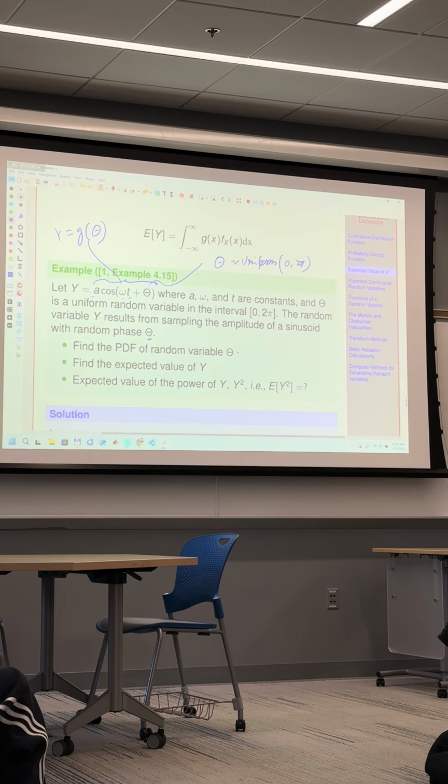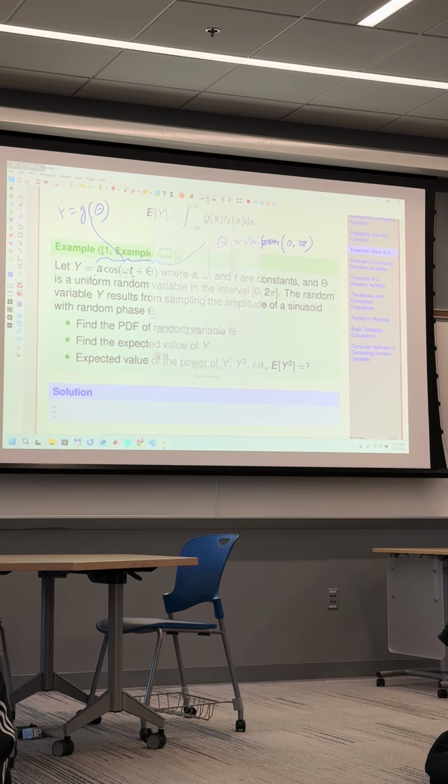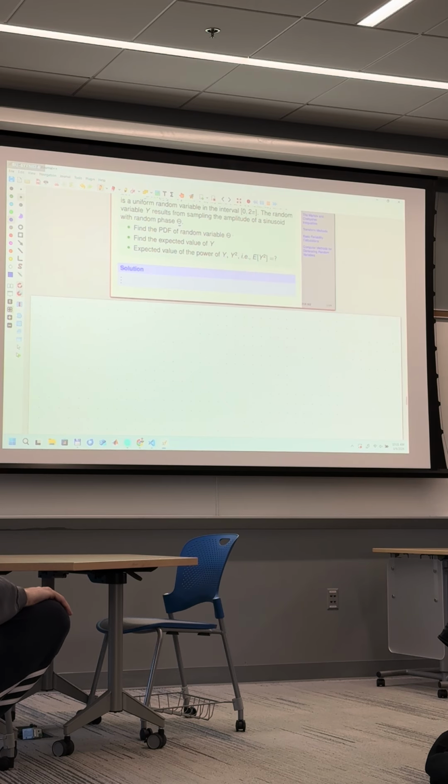Guys, what is the PDF of the random variable? We have that theta is a uniform random variable, and we know the interval already. So, uniform random variable. Solution.